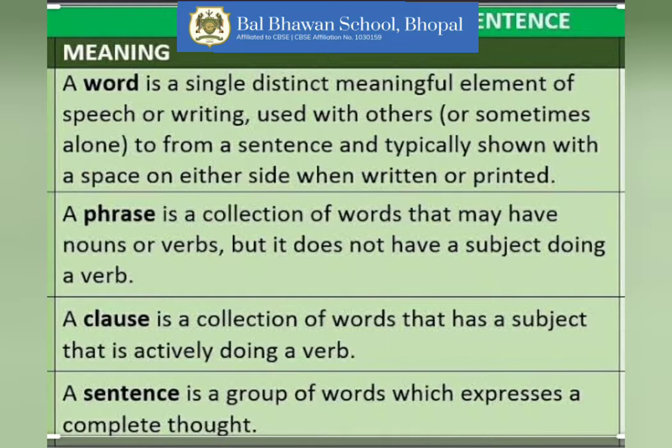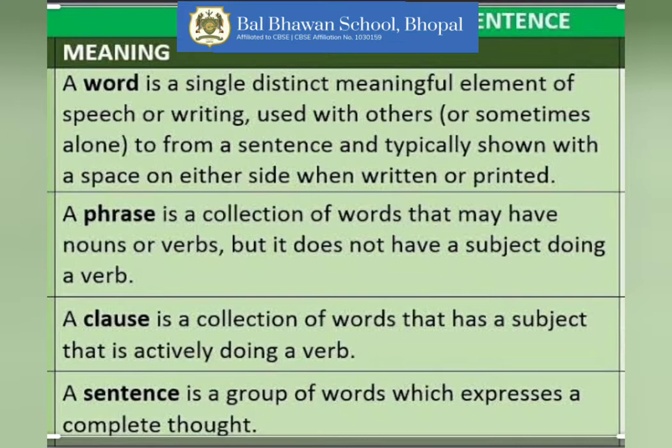Children, a word is a single distinct meaningful element of speech or writing used with others to form a sentence and typically shown with a space on either side when written or printed. So let us form a word. For example, honest, mountains, library, and there are thousands and thousands of examples of words.